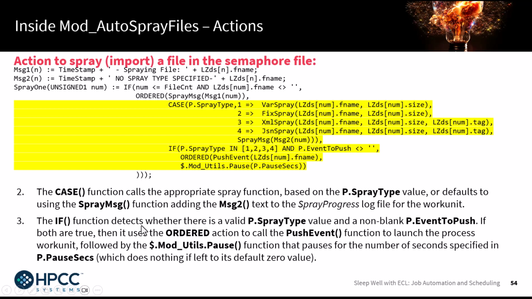Number 3, the if function at the bottom here detects whether there is a valid spray type value and a non-blank type event to push. If both are true, it then uses the ordered action nested in that if to call push event to launch the process work unit, followed by a pause function that pauses for a number of seconds in between spray operations.